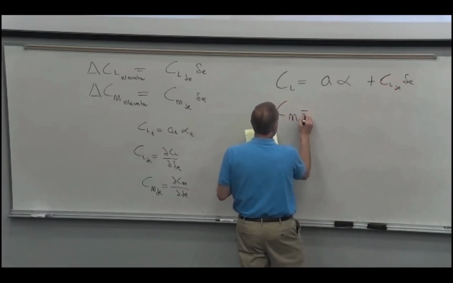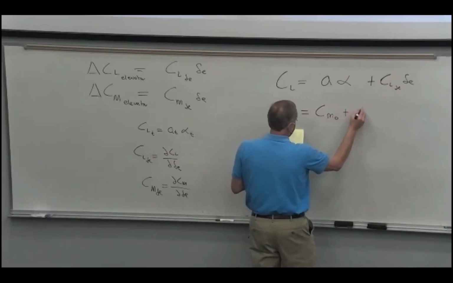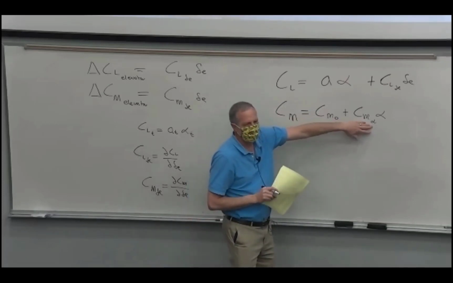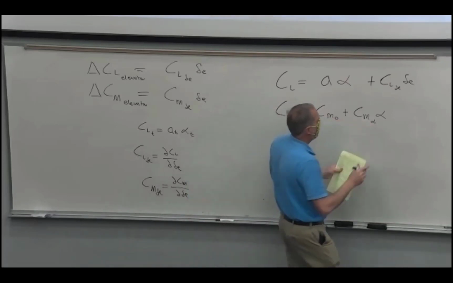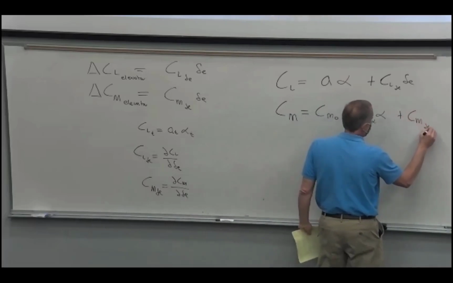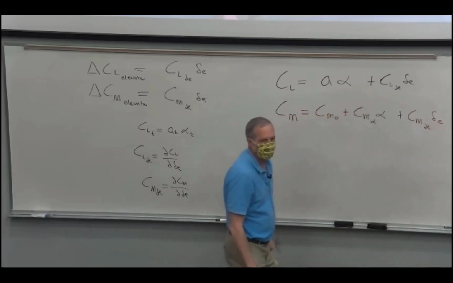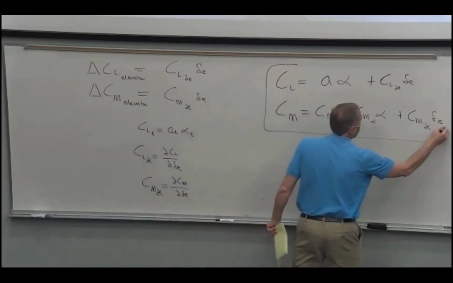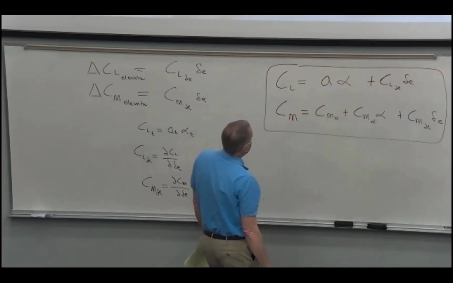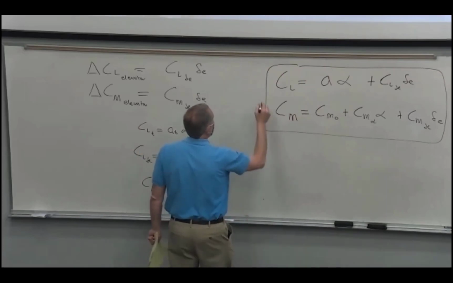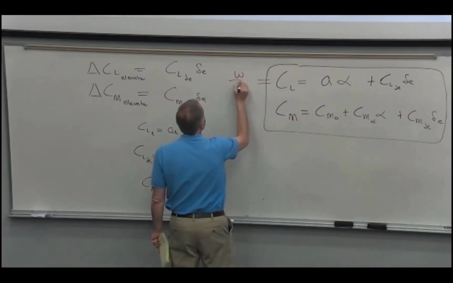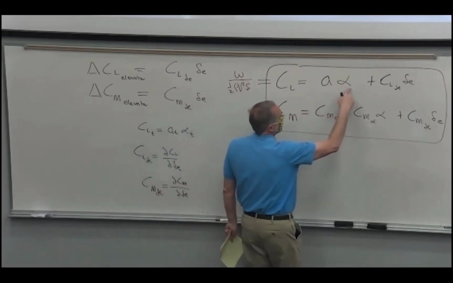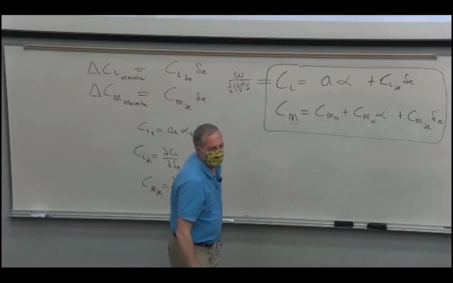And the same thing for the pitching moment. There's the pure couple stuff. Here's the pitching moment we get from angle of attack. And then we add on the extra pitching moment we get when we deflect the elevator. So if we have an elevator, now these are our new equations. And if we wanted to trim the airplane, we would say, well, our total lift has to be the weight divided by 1/2 rho v squared s. And then we'd have to calculate the angle of attack and the elevator that give us that lift.